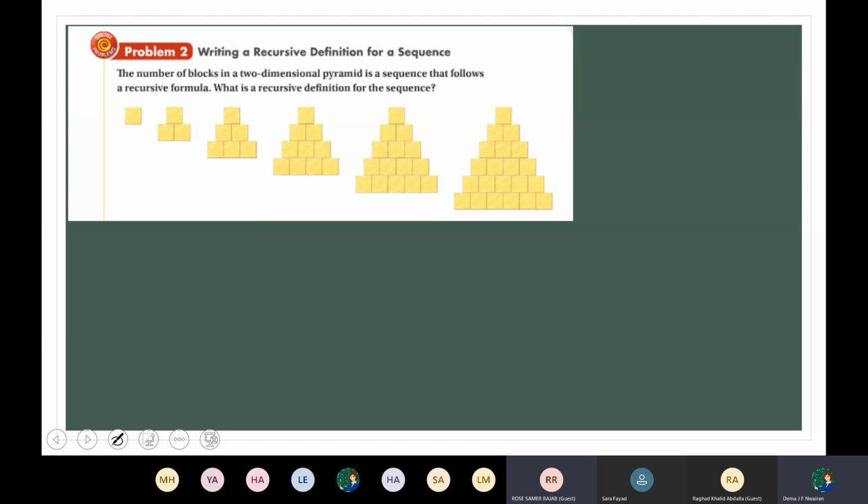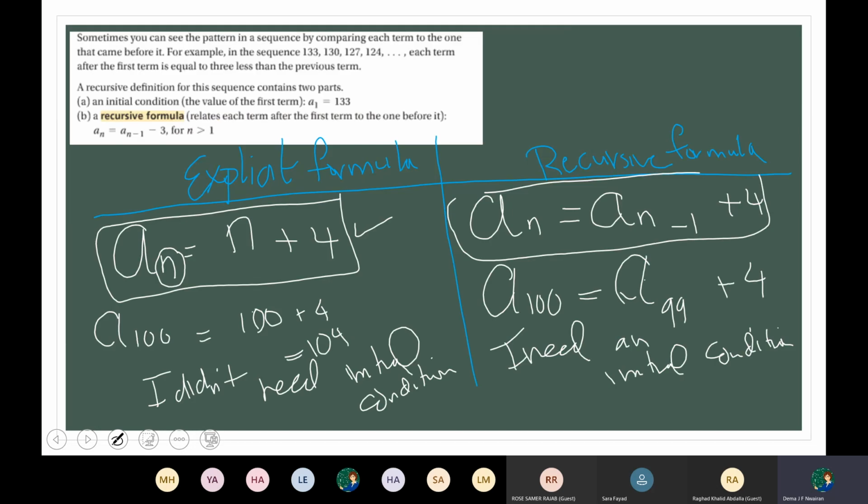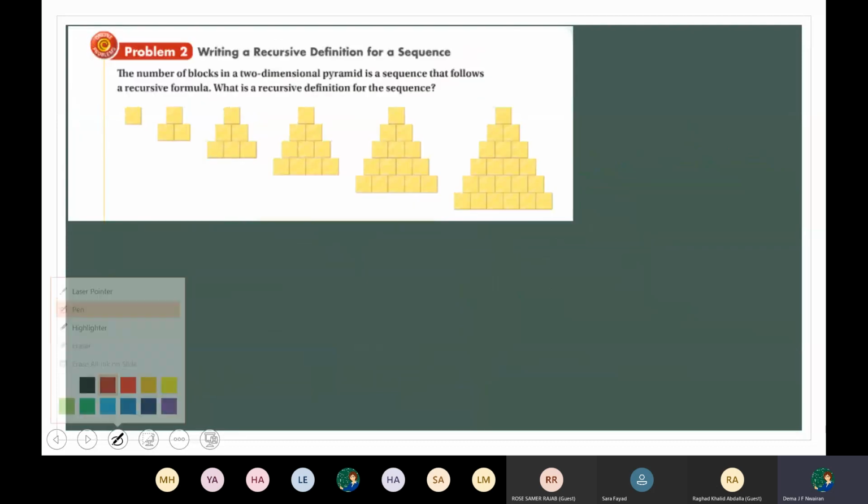Now, in problem number 2, I want to write a recursive definition of a sequence. As I told you before, if I want to write a recursive definition, I need two things: an initial condition and a recursive formula. So here, I want to find a definition. The number of blocks in the sequence follows the recursive formula. What is the recursive definition for the sequence?